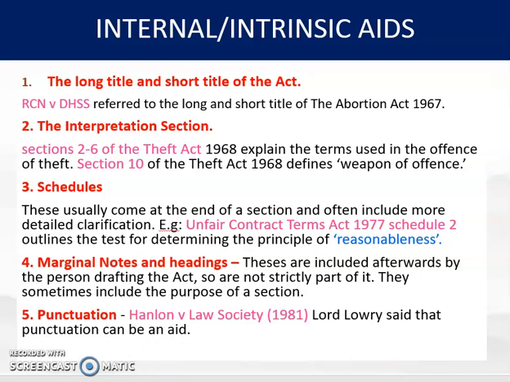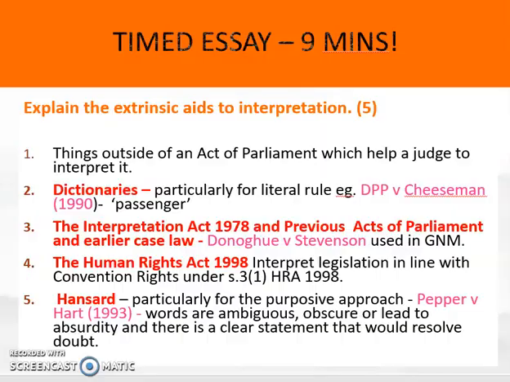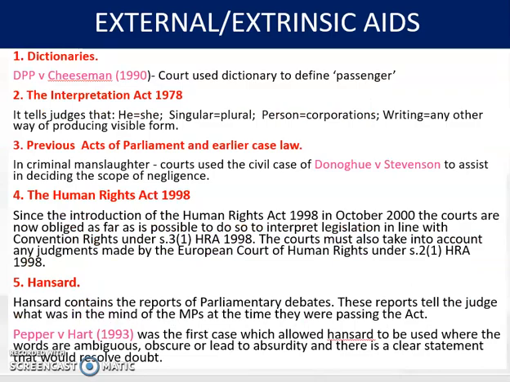But as I'm sure you can imagine, even when a judge has looked at all of these internal or intrinsic aids that are within the Act itself, it might still not be clear. So there are other things that may be of assistance that are not in the Act, but rather they are outside of the Act. So we're going to move on now to look at the external or extrinsic aids to interpretation. So here are some of the things, again, I've put them in red for you, that are outside of the Act that can be of some assistance to the judge.